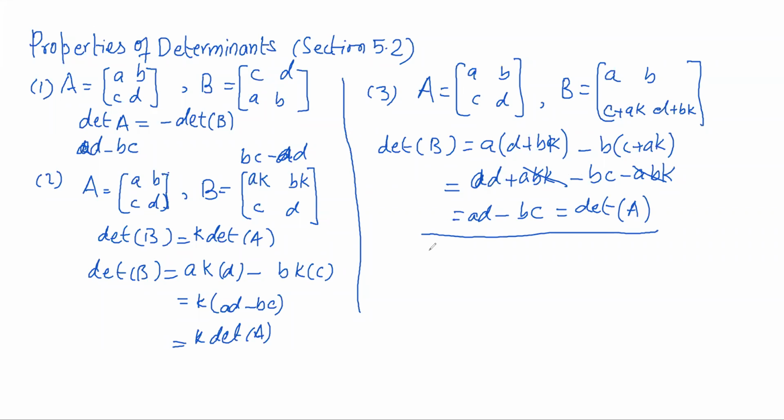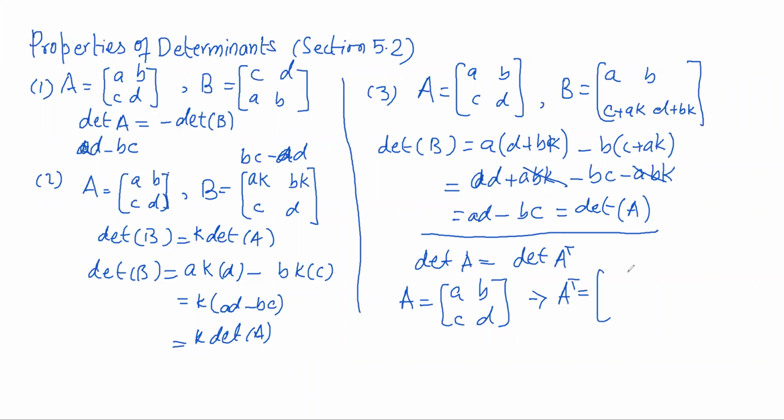Similarly, another property of the determinant is that the determinant of A is equal to the determinant of A transpose. That means if you take the transpose of the matrix, the determinant does not change. We can see it from here. A is equal to A, B, C, D. And what is the transpose of A? A, C, B, D. Interchange of rows and columns.